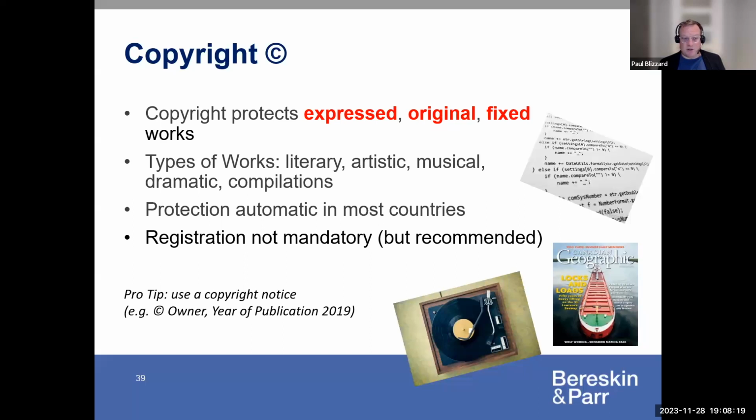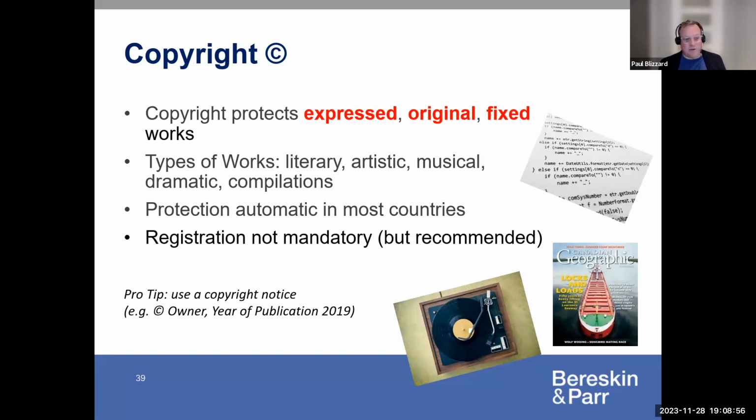There are many different types of works that copyright covers: literary works, with software covered as a literary work, artistic works, musical works, dramatic works, and compilations. In most cases, copyright is automatic. It applies when the work is created, and it attaches at that time. Registration for copyright also exists, but it is not mandatory. Different countries have different rules, so if you're interested in copyright registration, talk to a lawyer.